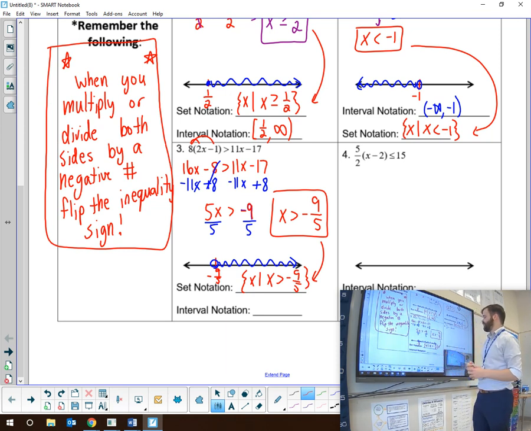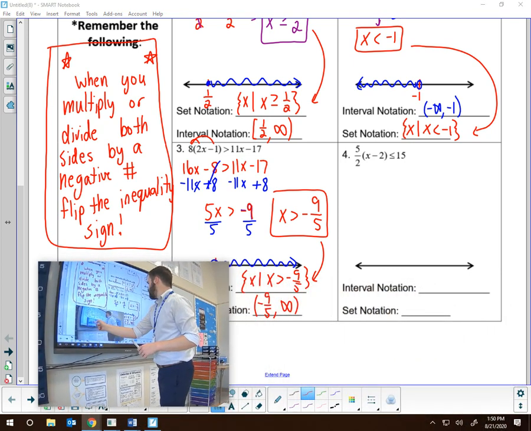All right, interval notation. We start at negative 9/5, and we're going to use a parenthesis. So it's going to be parenthesis negative 9/5 because it is not equal to that, comma, all the way to infinity. And then we use a parenthesis at that infinity as well.